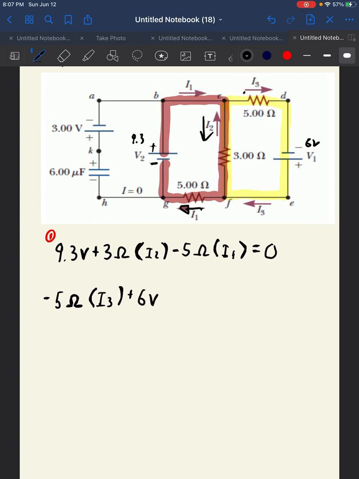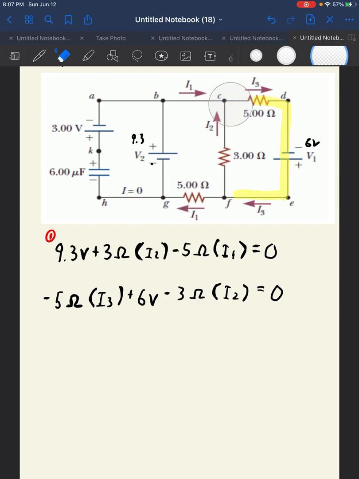Then we are going in the same direction this time as I2 right here. As you can see, we're going in the same direction. So that would then be minus 3 ohms times I2. And that's going to give us 0 again. Now, you could do one overall giant loop, but in this case, we're not going to do that. We're going to do Kirchhoff's junction rule, which states what comes in must go out.